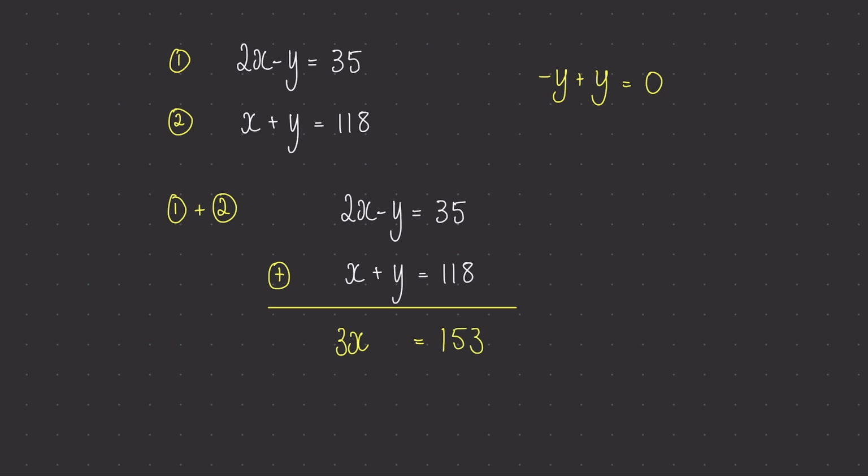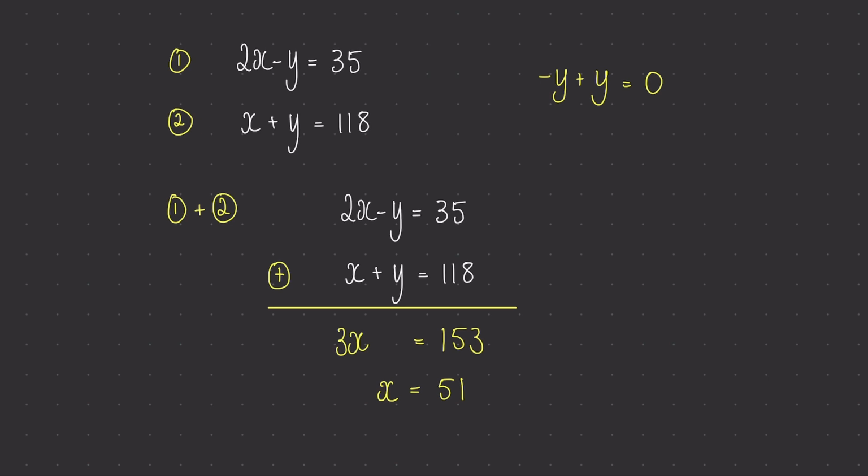Now I'm left with an equation with only one unknown variable. That is excellent because all I have to do now is divide both sides by 3 to be left with x equals 51. Remember, the goal of solving simultaneous equations is to find the pair of x and y values that will satisfy both the first and the second equation simultaneously. So that means I also need the corresponding y value to this x value of 51.